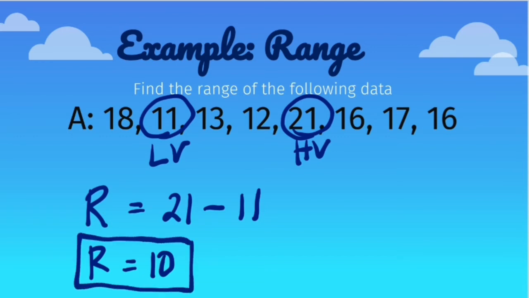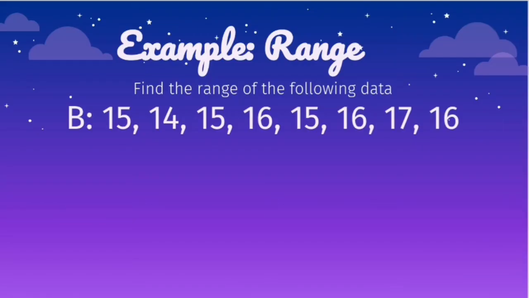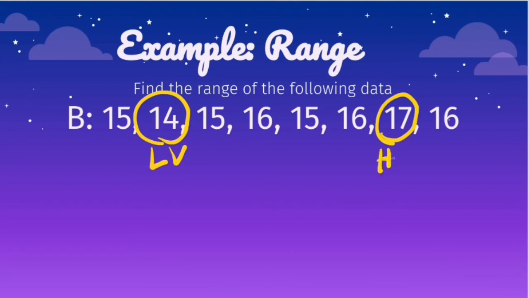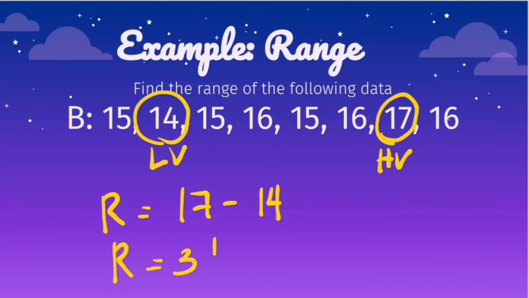Looking at the value of the range, it's quite spread. Next example, we have a second set of data. 14 is our lowest value and our highest value is 17. So to find our range, we have 17 minus 14, so our range is 3. Compared to the previous set of data, these data are somewhat closer because the range is just 3 compared to the previous example, which is 10.